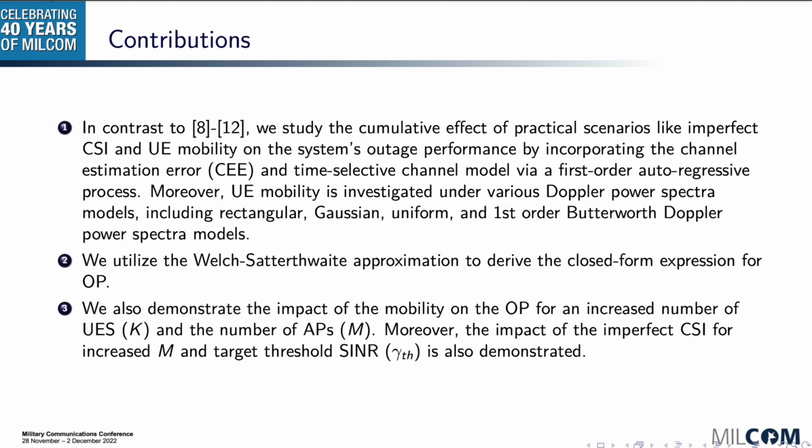Coming to the contributions of this paper, in contrast to 8 to 12, we studied the cumulative effect of practical scenarios like imperfect CSI and user mobility on the system's outage performance. Moreover, user mobility is investigated under various Doppler power spectrum models. We utilize the Welch-Satterthwaite approximation to derive the closed form expression for outage probability, and this approximation handles the summation of gamma random variables perfectly. We also demonstrate the impact of mobility on the outage probability for an increased number of users and number of access points. Moreover, the impact of imperfect CSI for increased M and target threshold SINR is also demonstrated.